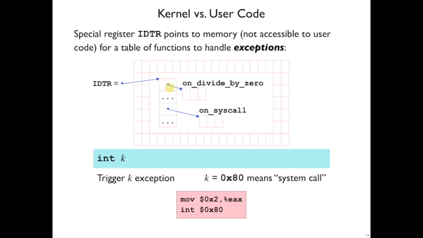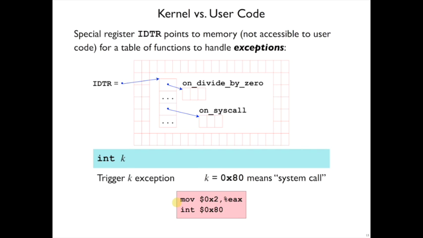One way that these different callbacks get invoked is through an int instruction. So that stands for interrupt. And the int instruction takes one argument, which is k, which is the index in this interrupt table. The k value of hex 80, that means system call. So slot 128 in this table, in other words.